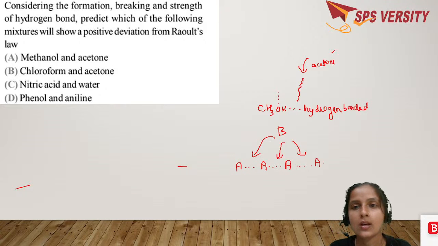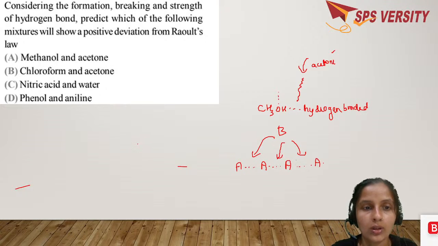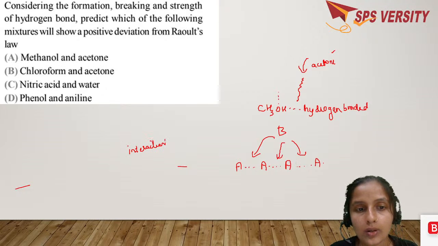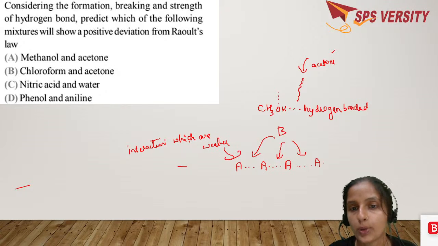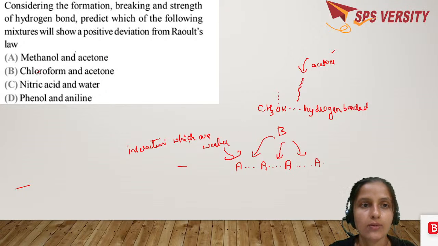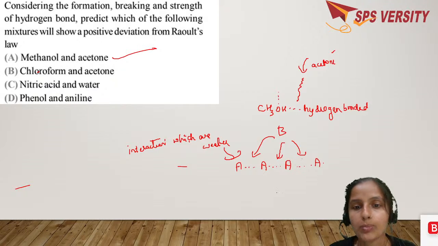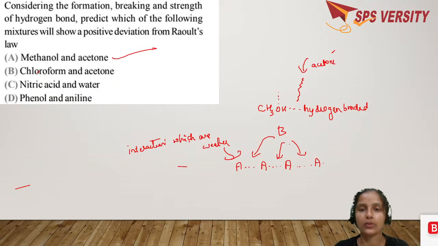Now what happens? Between methanol and acetone, there will be interactions which are weaker in the mixture compared to the original components, that's methanol and acetone, which will lead to a positive deviation from Raoult's law. So AA type and BB type interactions are stronger than AB, that's after mixing.